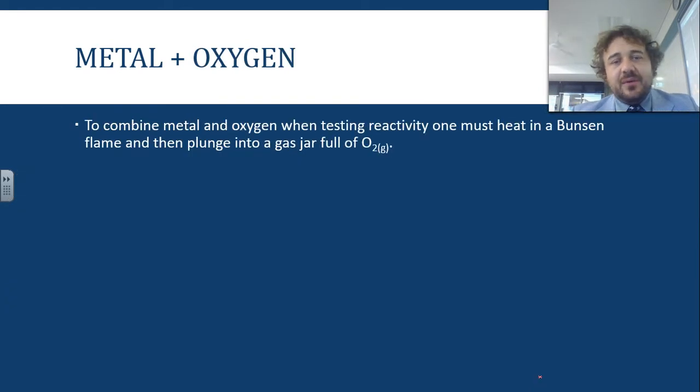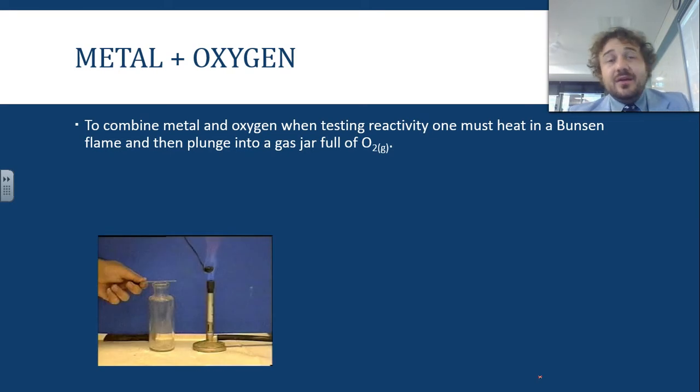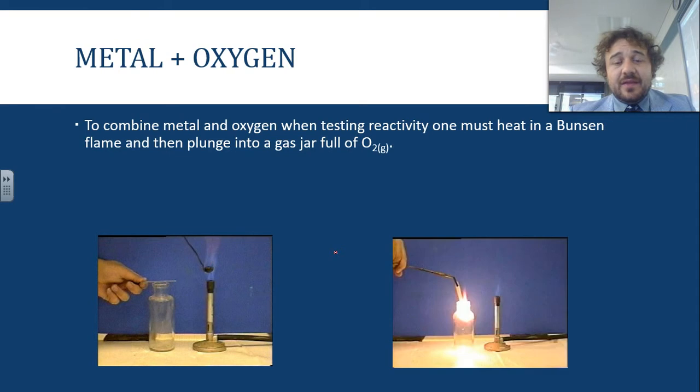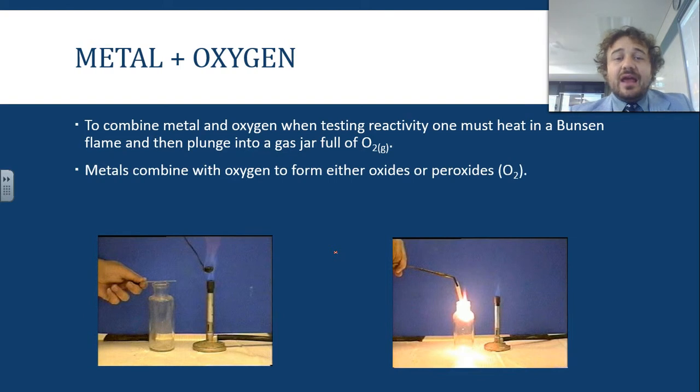Okay, so when we react a metal with oxygen, we're talking about essentially heating it up in a Bunsen flame and then putting it into a gas jar full of oxygen. So it looks like this. We heat it up. This is a gas jar, by the way. It's actually a pretty poor gas jar. We've got better ones than that. So we heat it up in the Bunsen flame, and then we put it in the gas jar full of oxygen, and it glows brightly if it reacts with oxygen. So they either form oxides or peroxides.